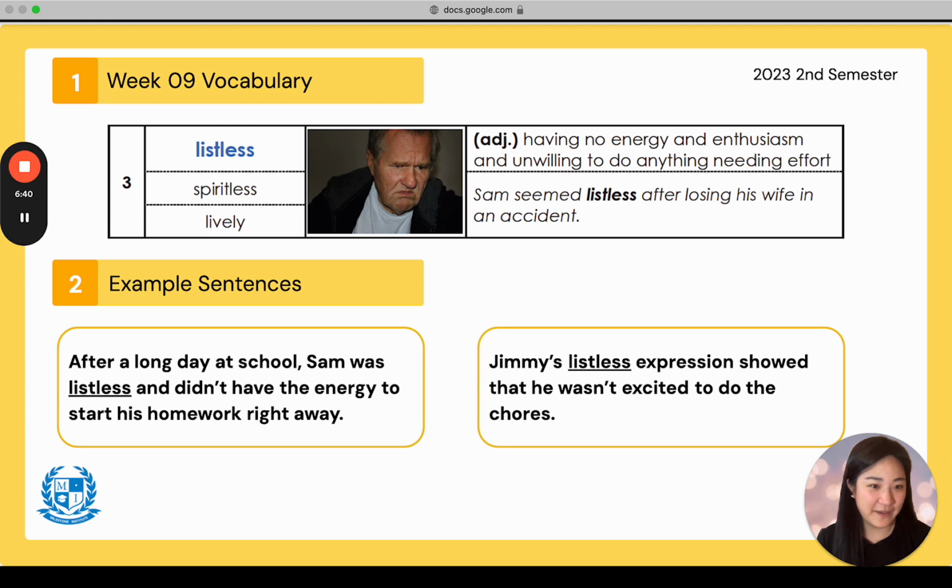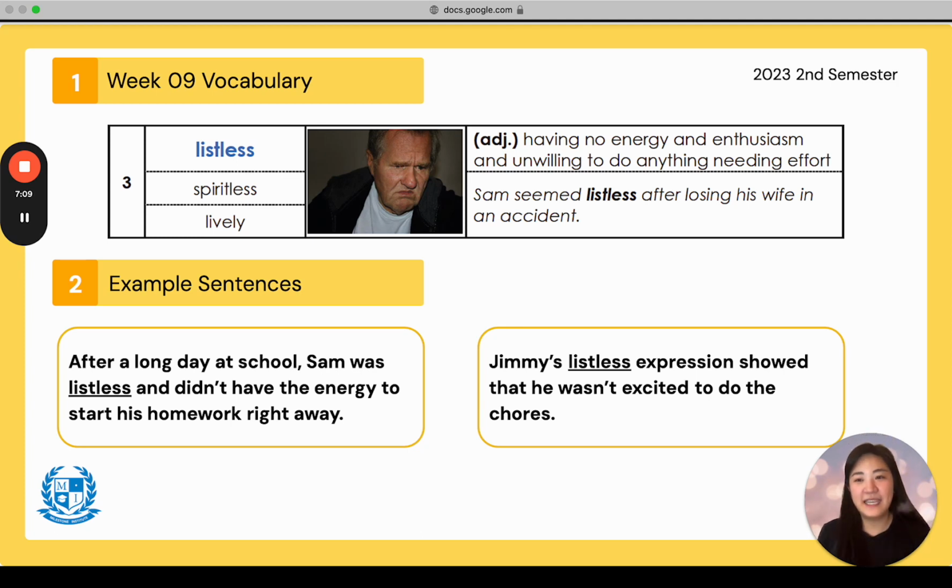I'm sure you have. The example sentence says, Sam seemed listless after losing his wife in an accident. So this is a very heavy and sad sentence, meaning this man, Sam, was very sad and had no energy to do anything in his life because he lost his wife in an accident. Okay? Repeat after me. Sam seemed listless after losing his wife in an accident.